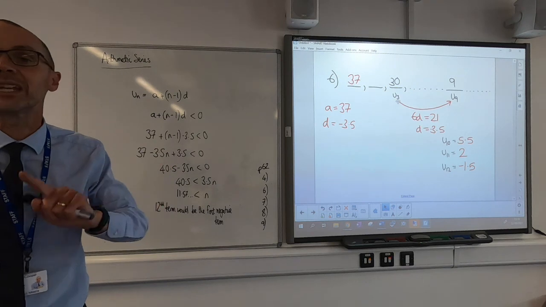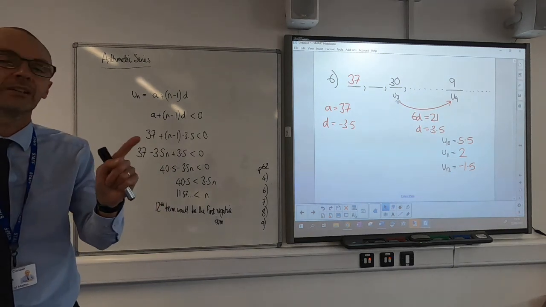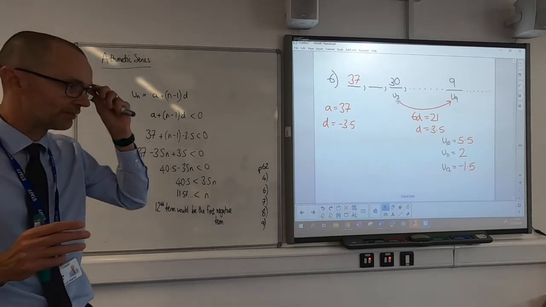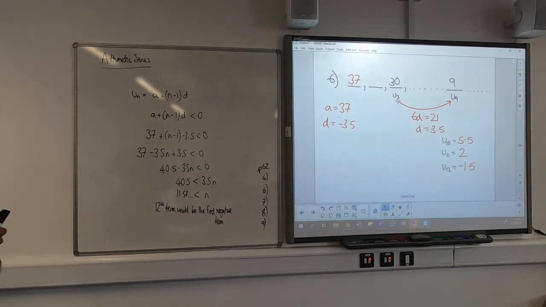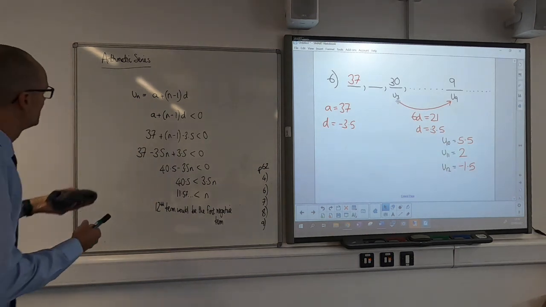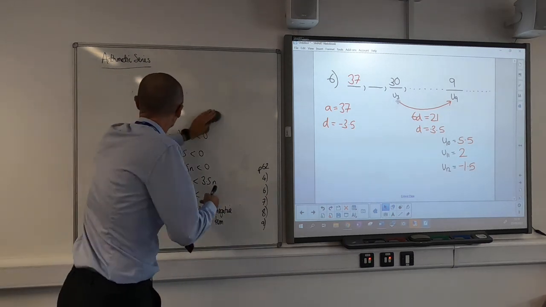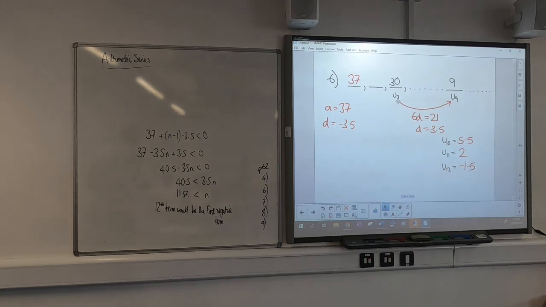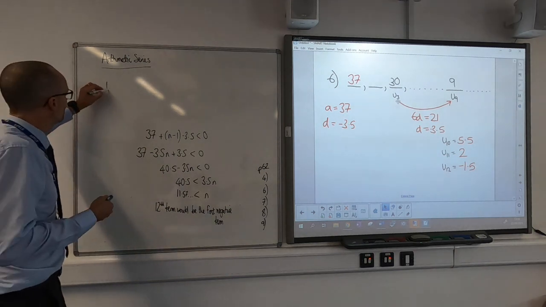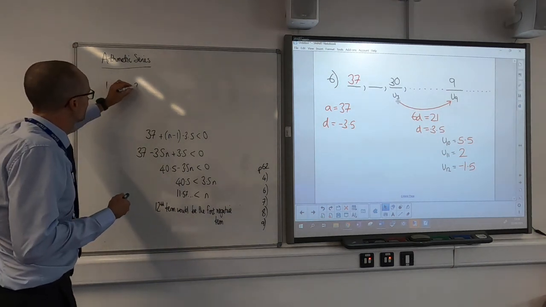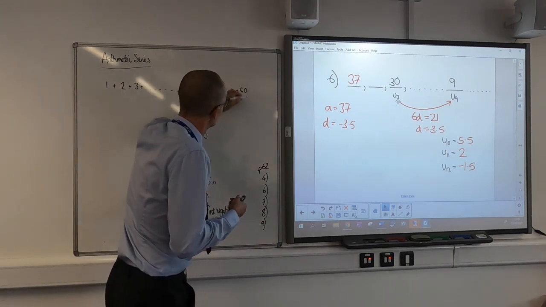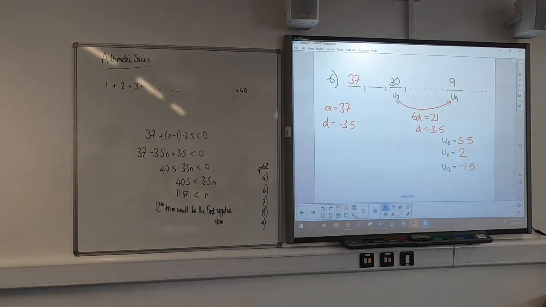Now the first 40 numbers is an arithmetic series. 1 plus 2, A is 1 and D is 1. But this works for any series. Has anyone seen this trick before? Prepare to be impressed. What I'm going to do is write out my series, okay? I'm then going to write out my series again, upside down.